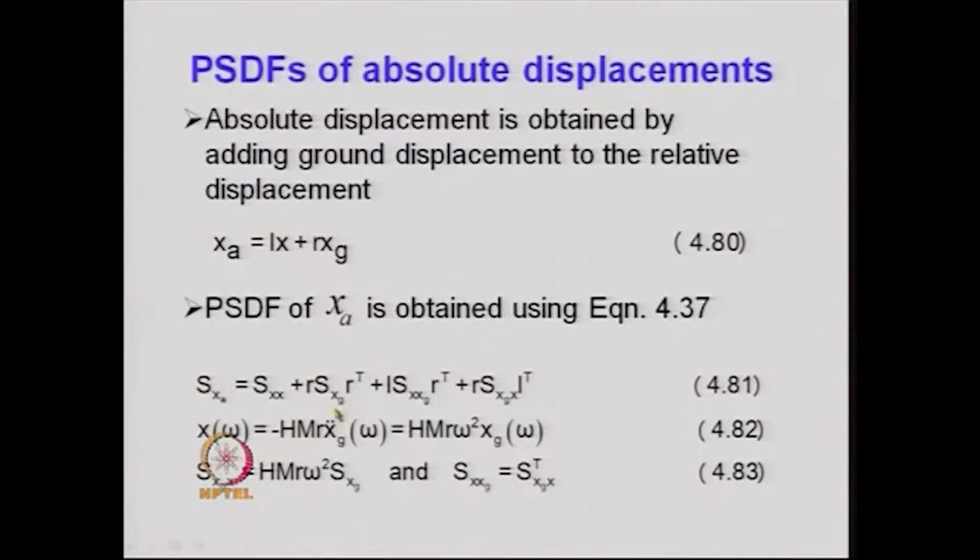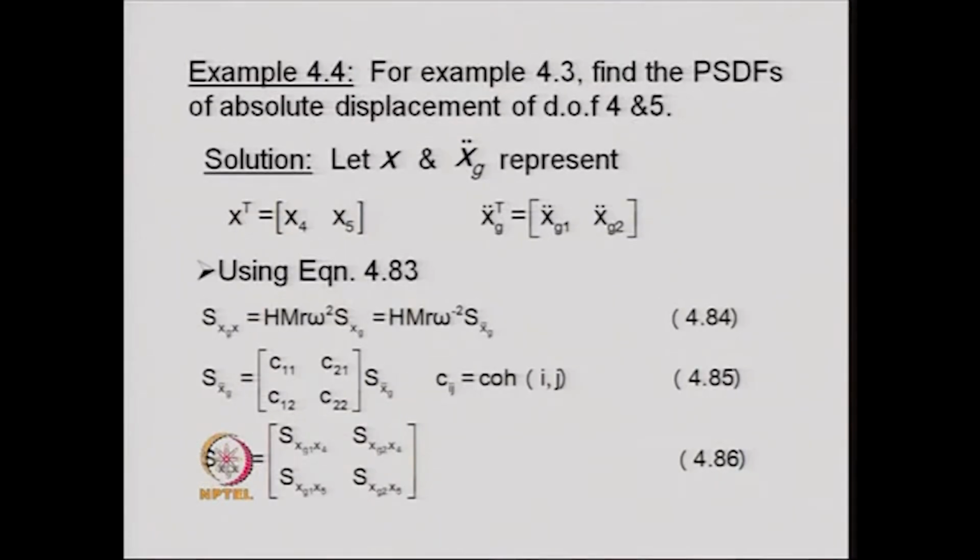and Rx G, that is also Sxg, is known. So this R is also known. Therefore, this particular term is also known, and we have obtained Sxxg and Xgxj, and therefore all the terms in this equation are known. So one can get the power spectral density function matrix of the absolute displacement of the pitched roof portal frame for degrees of freedom 4 and 5. 4 is the sway degree of freedom and 5 is the vertical degree of freedom at the crown.